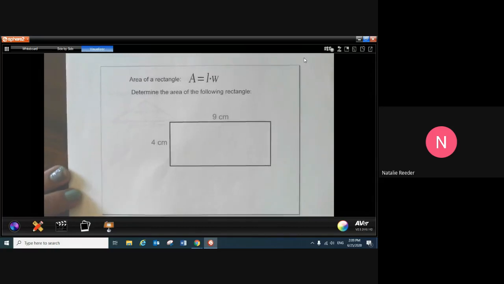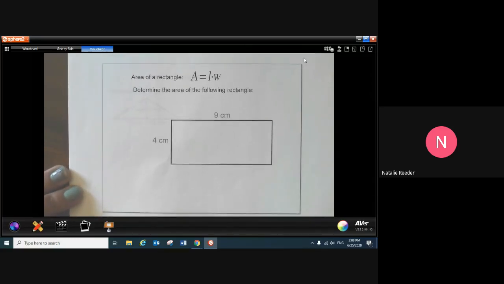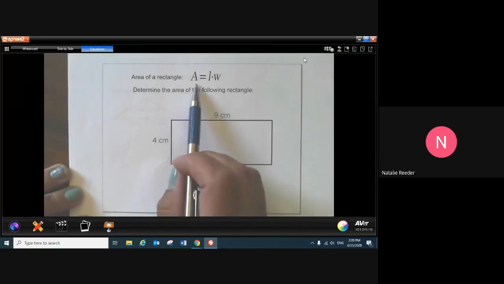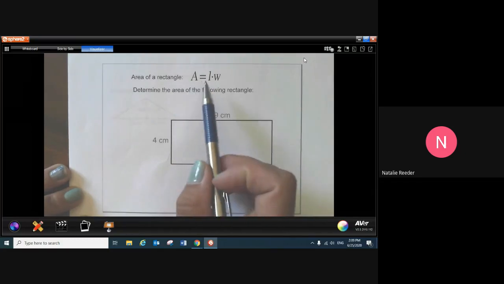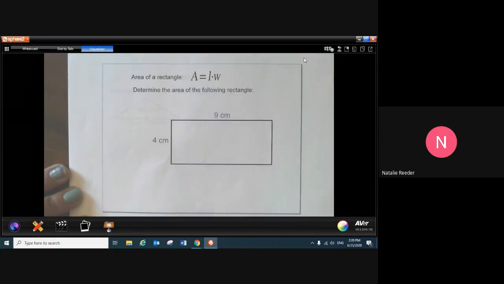The first example that we're going to do is the area of a rectangle. So what we see here is the formula for the area of a rectangle. Basically, all you've got to do is length times width. So when you look at your rectangle, you identify the side that's your length and the side that's your width. We just need to fill in the formula with the information that we have.